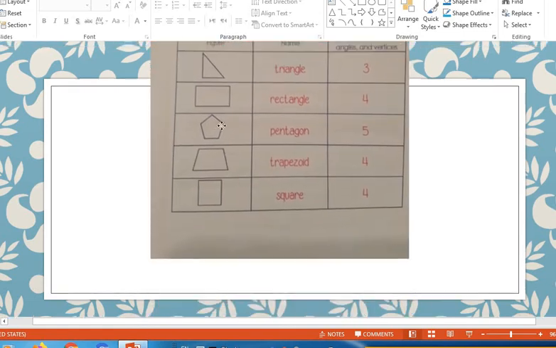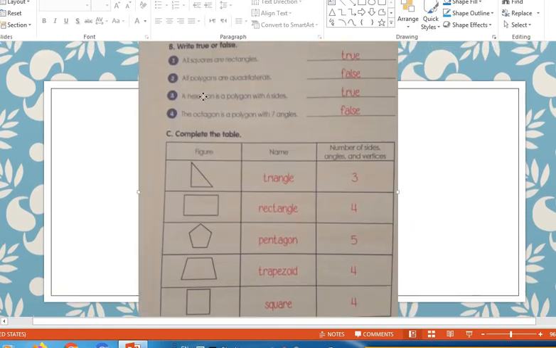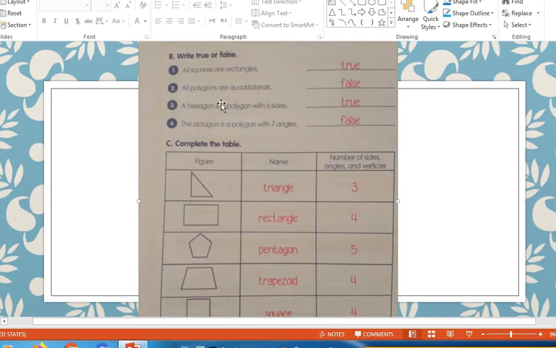Okay, true or false? True. All squares are rectangles? True. All polygons are quadrilaterals? No. All quadrilaterals are polygons. A hexagon with 6 sides? Right. Octagon with 7 sides? No, 8. Okay, here complete the figure.